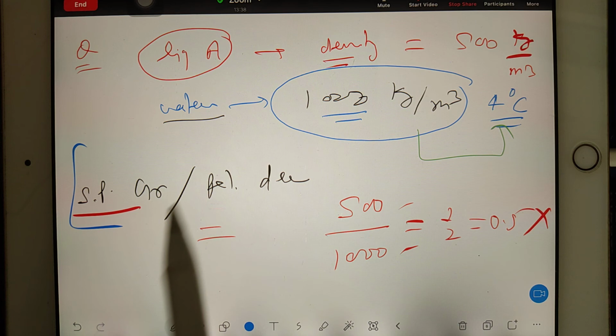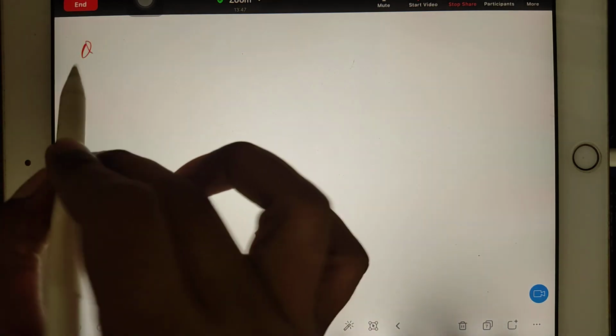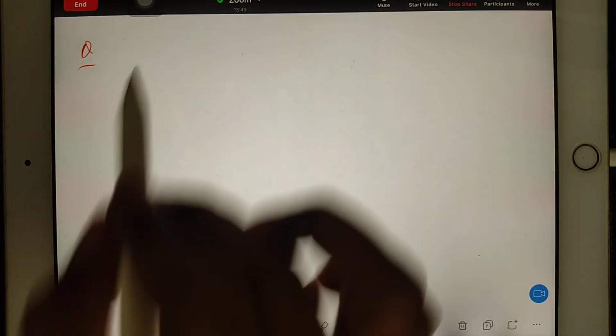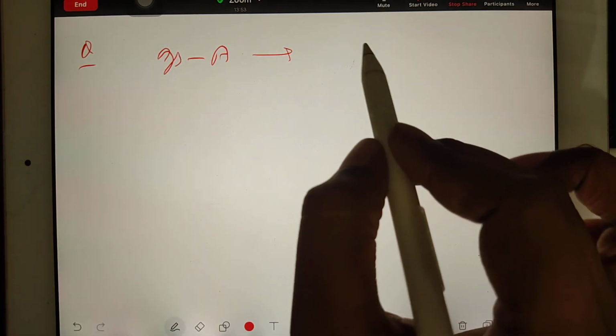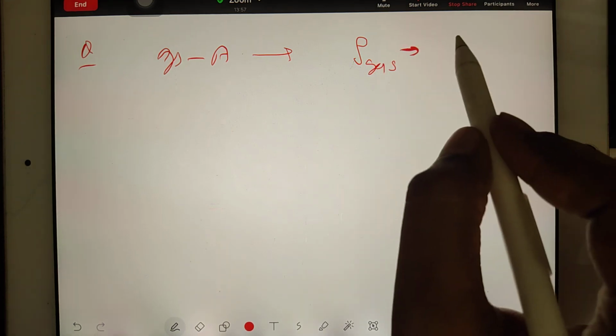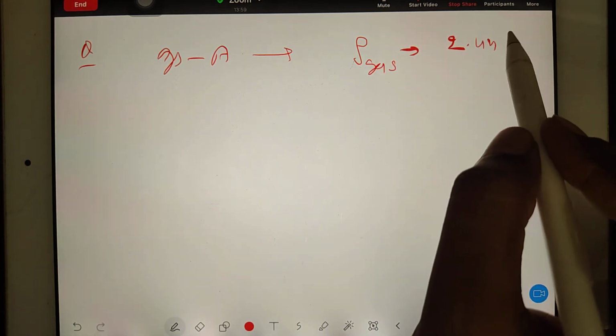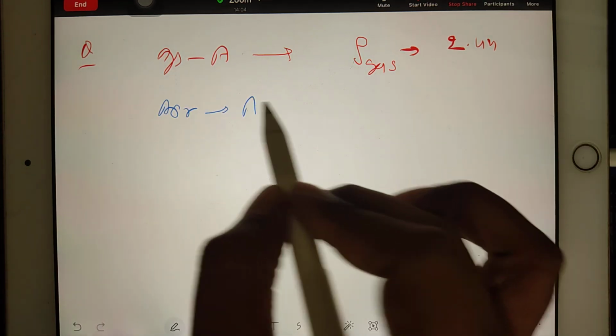Same question you can solve in case of air also, but that time both the fluids should be air. So now suppose I'm having any gas, this gas A, it has any density. Suppose the density of the gas, its own density, I am giving as 2.44. Now I have air density, which is also a very common data.